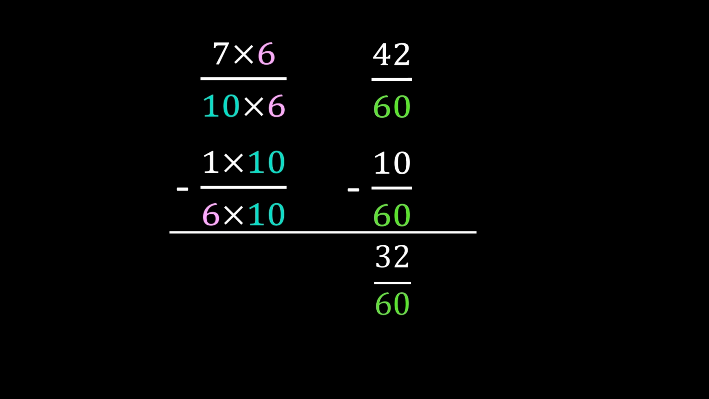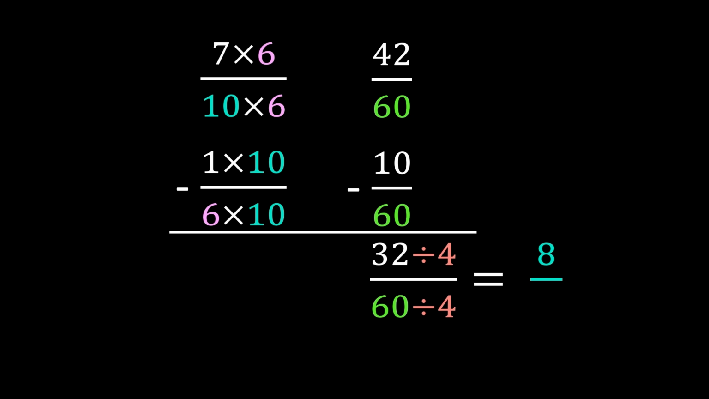Now I need to check and see if I need to simplify. Well, 32 and 60 share a common factor of 4, so I can simplify this fraction by dividing my numerator and denominator both by 4. 32 divided by 4 is 8, and 60 divided by 4 is 15. And then we need to check one more time. So now we have 8/15. 8 and 15 don't share any common factors, so 8/15 is my final answer.